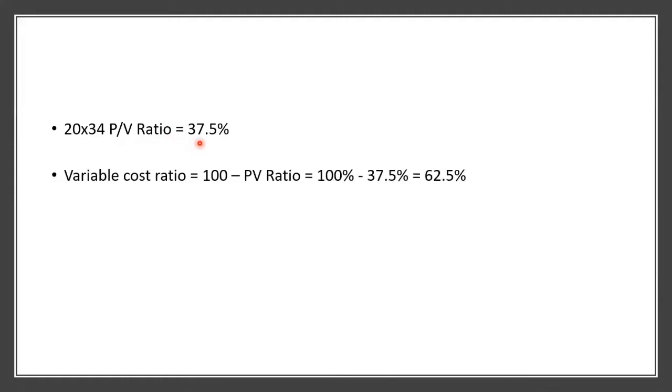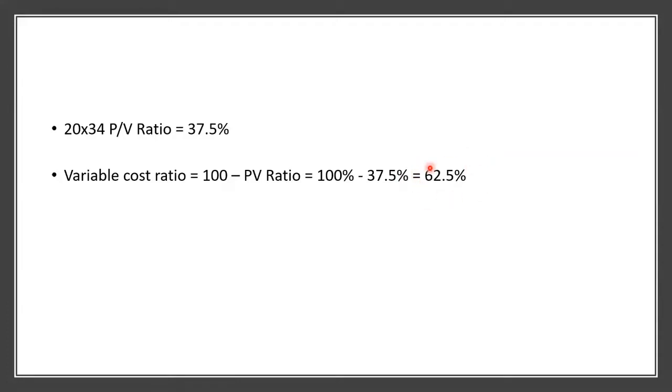In 2013, sorry, in 2014, there's a mistake here. It's 2014, the PV ratio given is 37.5%. Variable cost ratio is 100 minus, here also it will be the same, right? Variable cost ratio, because 37.5% is the PV ratio. Variable cost ratio will be 100 minus PV ratio, which is 100 minus 37.5, 62.5%.